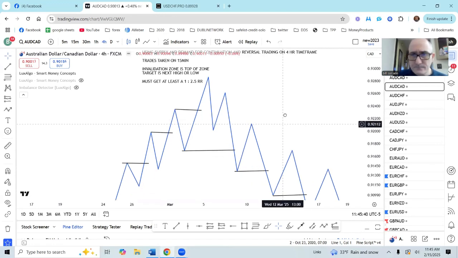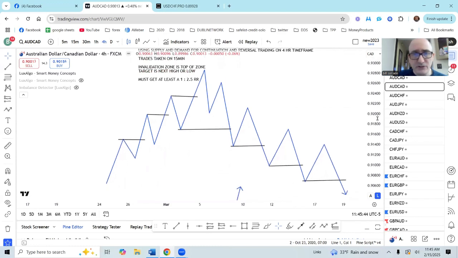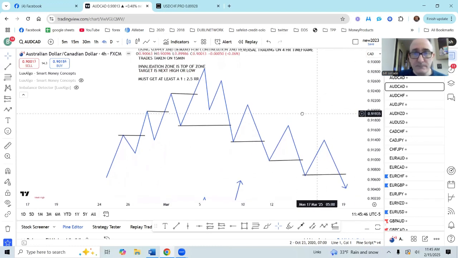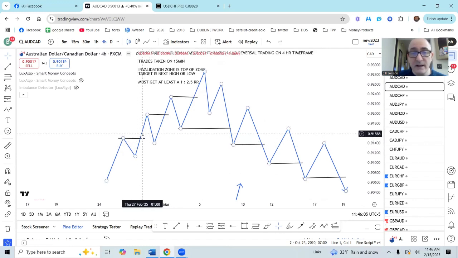Okay, so when I say that we're going to do continuation and reversal trades, right? Continuation trades are when price is making higher highs, higher lows, higher highs, higher lows, right? You can see how price is moving up here. You're getting a break of structure. You're making higher highs, higher lows, higher highs, higher lows. You would look to take trades. Of course, we're not going to take trades as structure is broken, right?